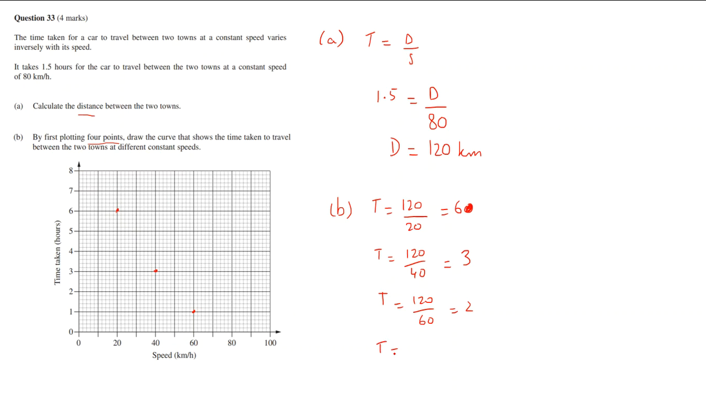Then at 80, 120 divided by 80, this is what was already given in the question. At 80, it's 1.5. So at 80, it's somewhere in between 3, 4, 6, 1, 2, 3. Oh, sorry, this point was wrong. This point would be here. Ignore this one. So this would be 1.5 here.